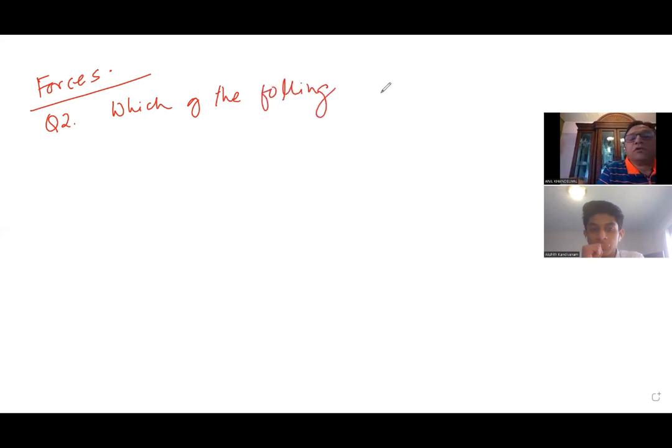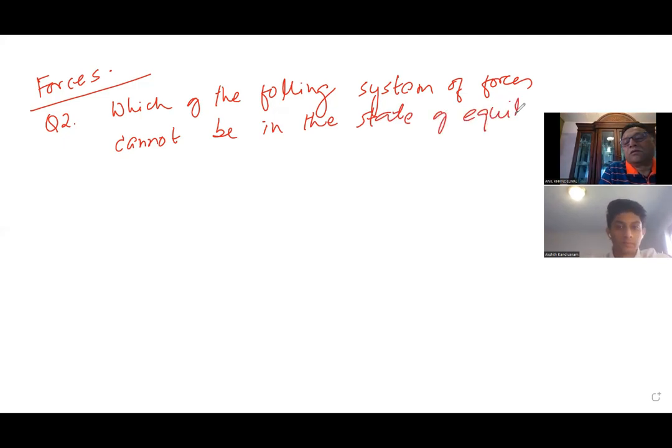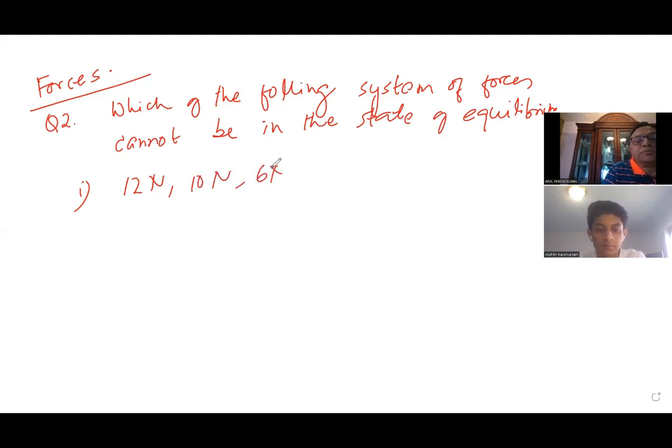Which of the following systems of forces, where many forces are acting, cannot be in a state of equilibrium? Okay, so there are 4 options for you. First, option A, we have got 12 Newton, 10 Newton and 6 Newton, all acting at a point. Option B is 13, 15, and 29.